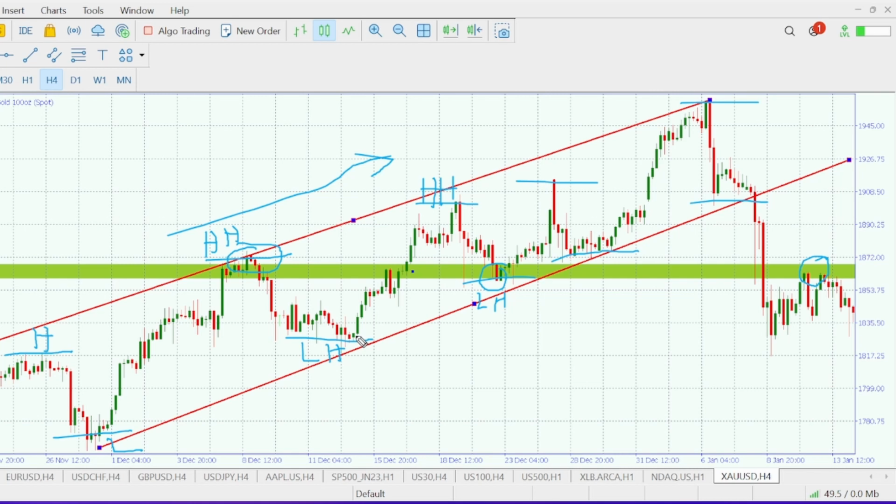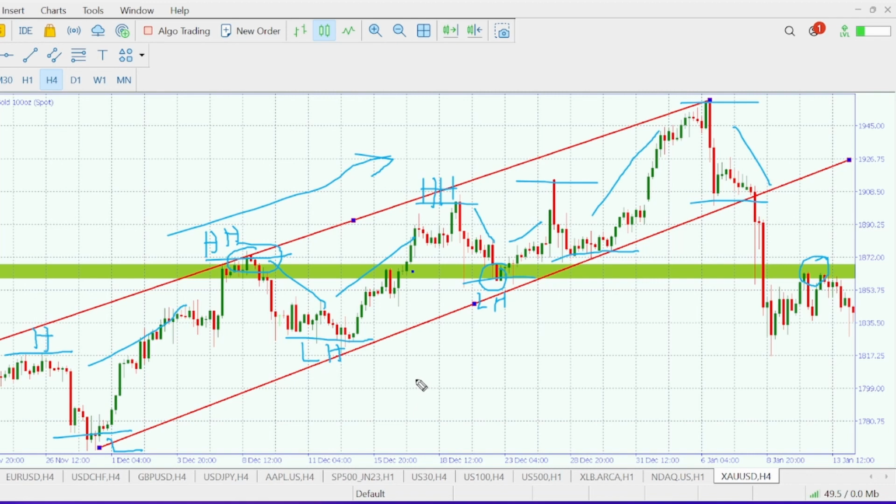A trending move should have larger body candles than the retracement move. This is a trending move. This is a trending move. This is a retracement move.